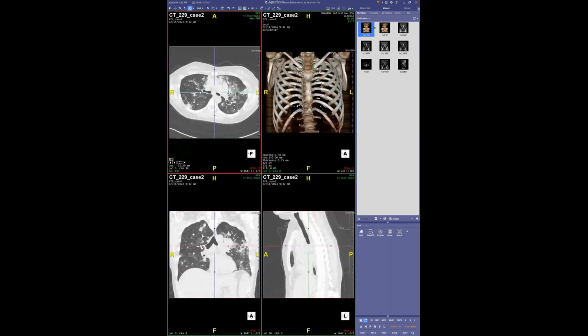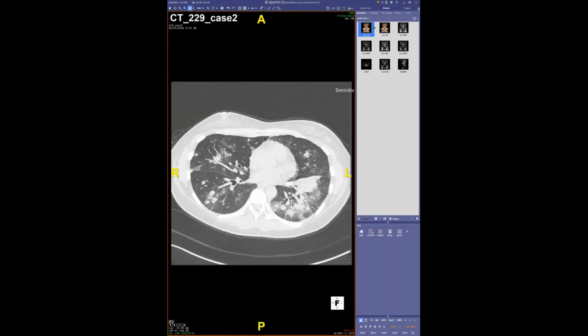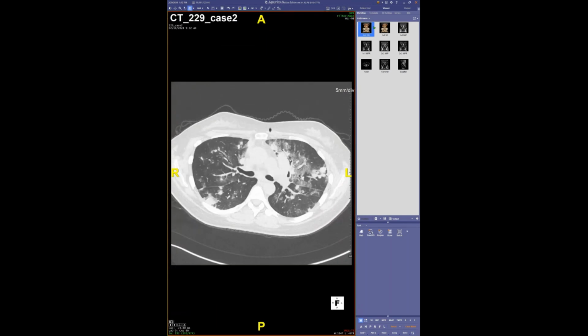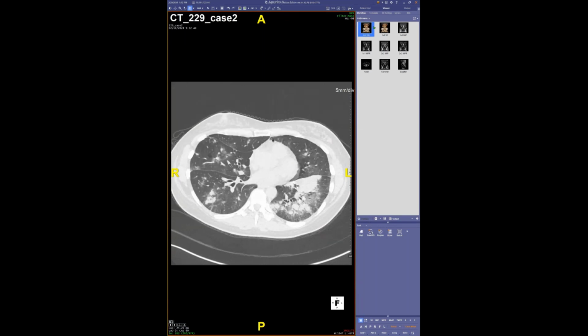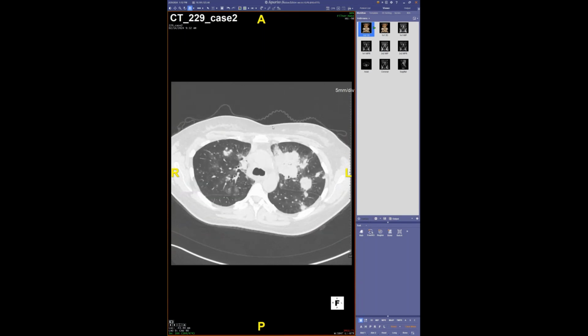I'm still a little confused. Now, this looks like it. I mean, it's in the differential. It's such a rare entity, but these areas look like lymphoma, with some areas of ground glass, but I can't explain the evolution.